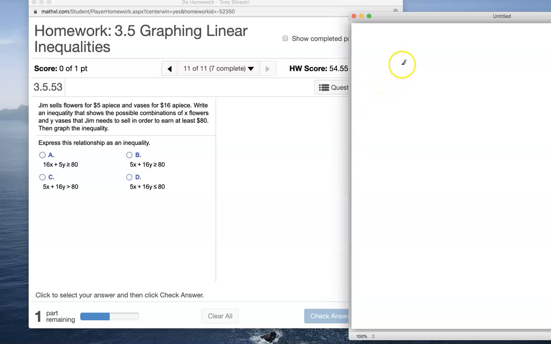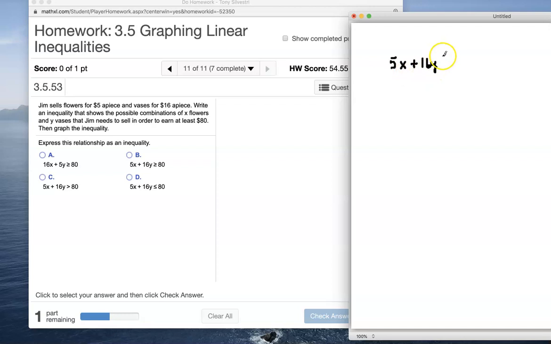Well, let's see. Let's take X flowers, okay? For every flower that you sell, you put in your pocket $5. So 5 times X is the amount of money you make on flowers. But of course, you got to put those flowers in a vase, so you got to sell Y vases, and every time you sell a vase, you put in your pocket $16. So that's the sum of the money that you make selling flowers and vases.